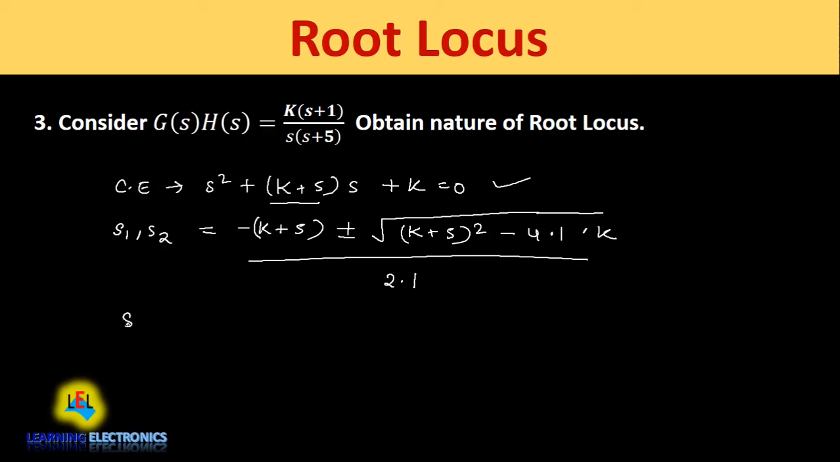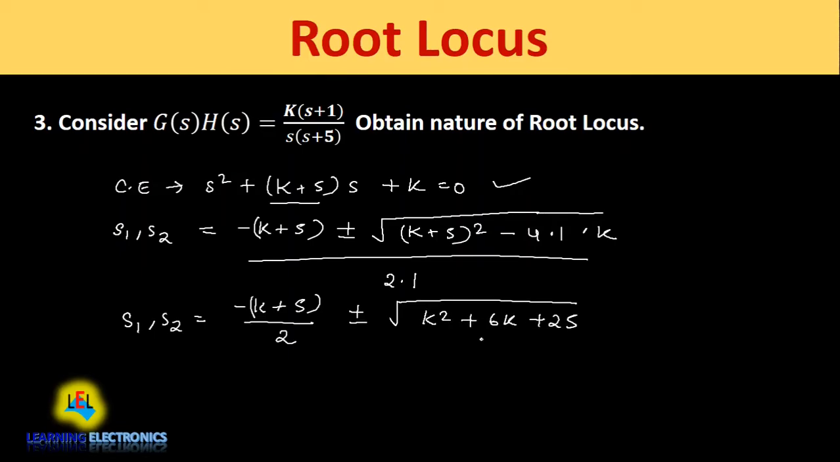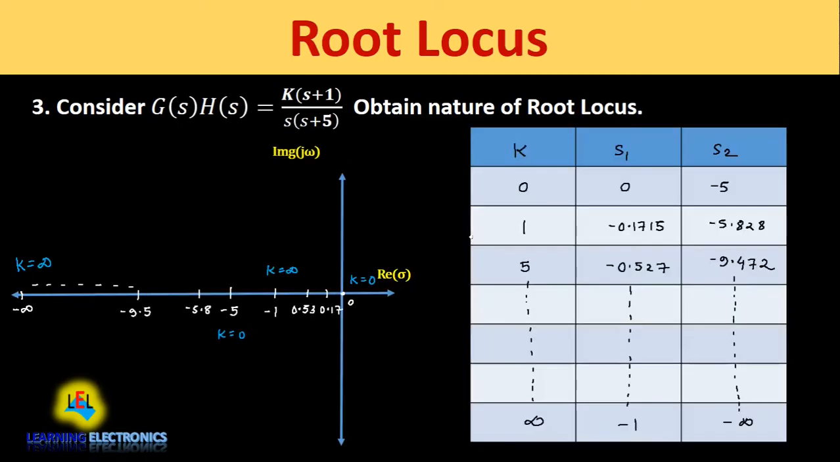Okay, so when we solve this, we will get s1 comma s2 is equal to minus of (k plus 5) divided by 2 plus minus under root (k square plus 6k plus 25) divided by 2. So s1 will be equal to this value plus this value, s2 will be equal to this value minus this value. Now we are going to make the table using this s1 and s2 values for different values of k. As I have told you, k is always varied from 0 to infinity. So first we will find out s1.